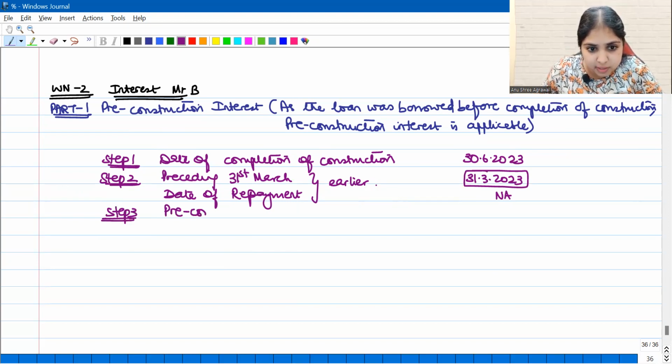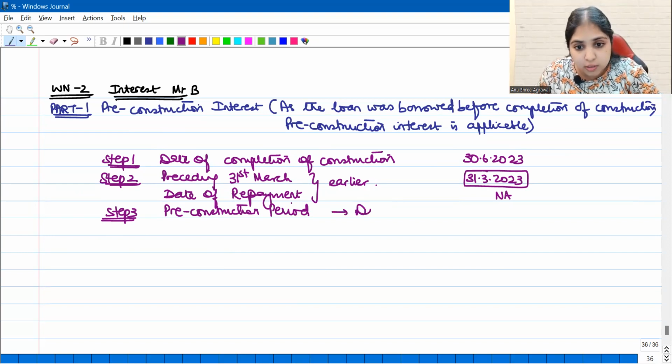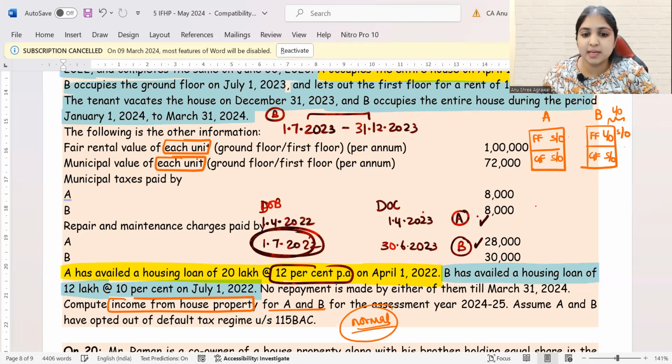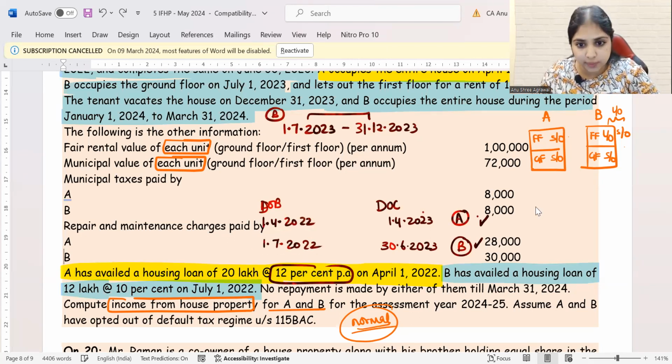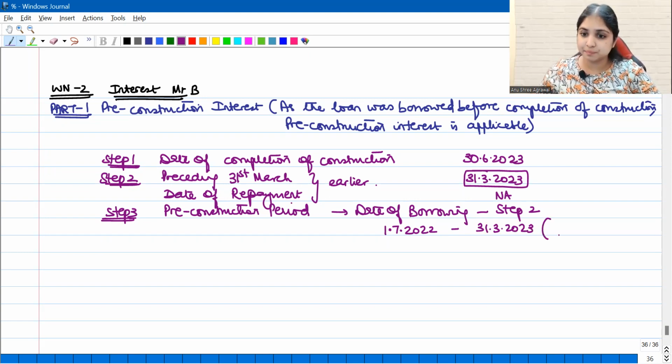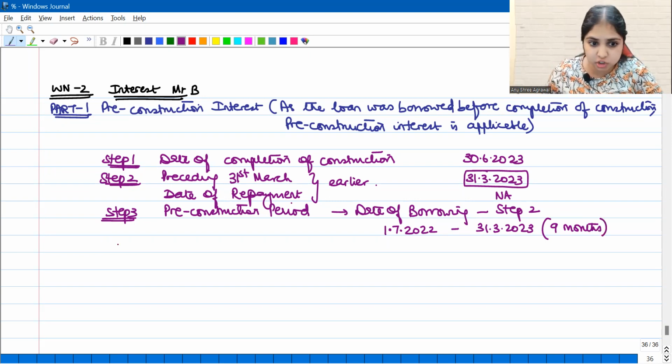Step three, which is your pre-construction period. Try to recall and tell me, what is a pre-construction period? It starts on the date of borrowing and it goes on till the step two date. So what is the date of borrowing of Mr. B? When did he borrow the loan? 1st July 2022. And what is our step two date? Step two date right here, 31st March 2023. Now, how long is this period? This is going to be only 9 months long, guys. 9 months long pre-construction period.